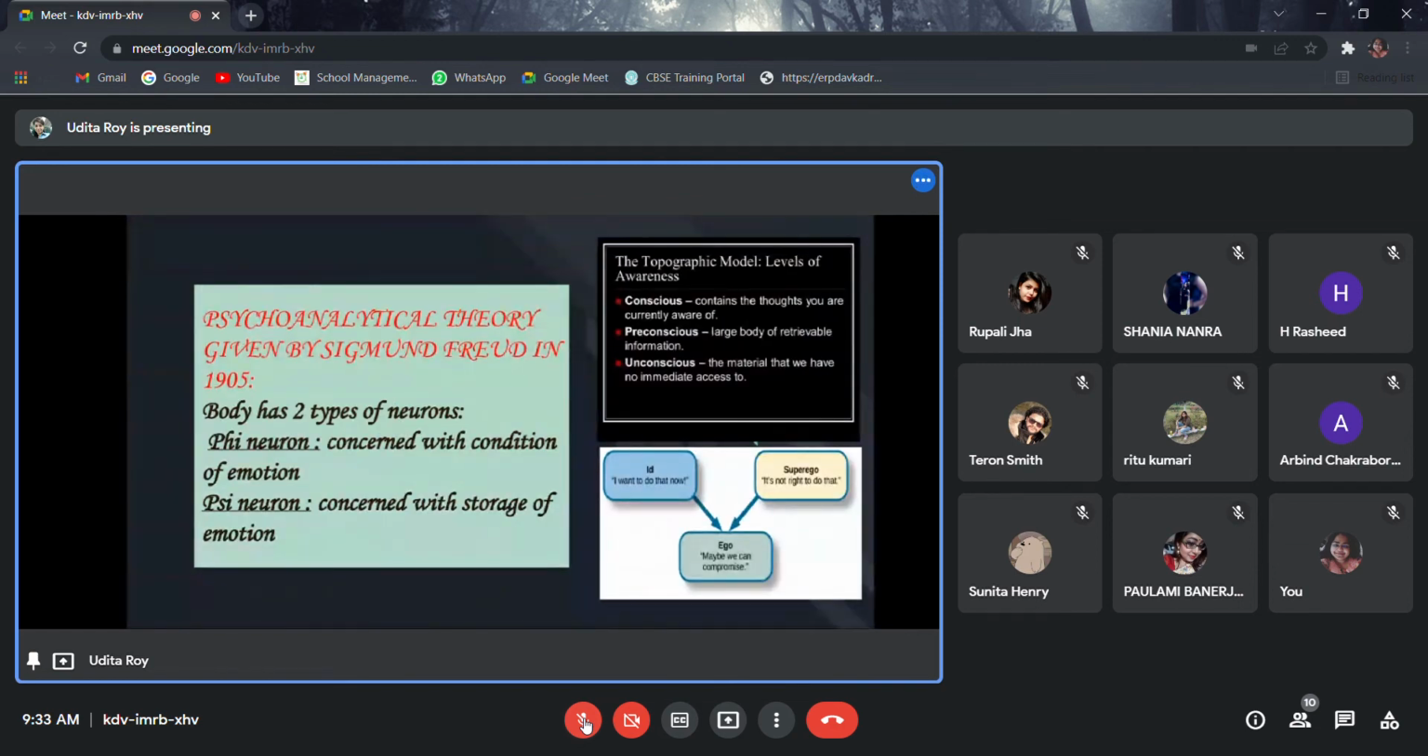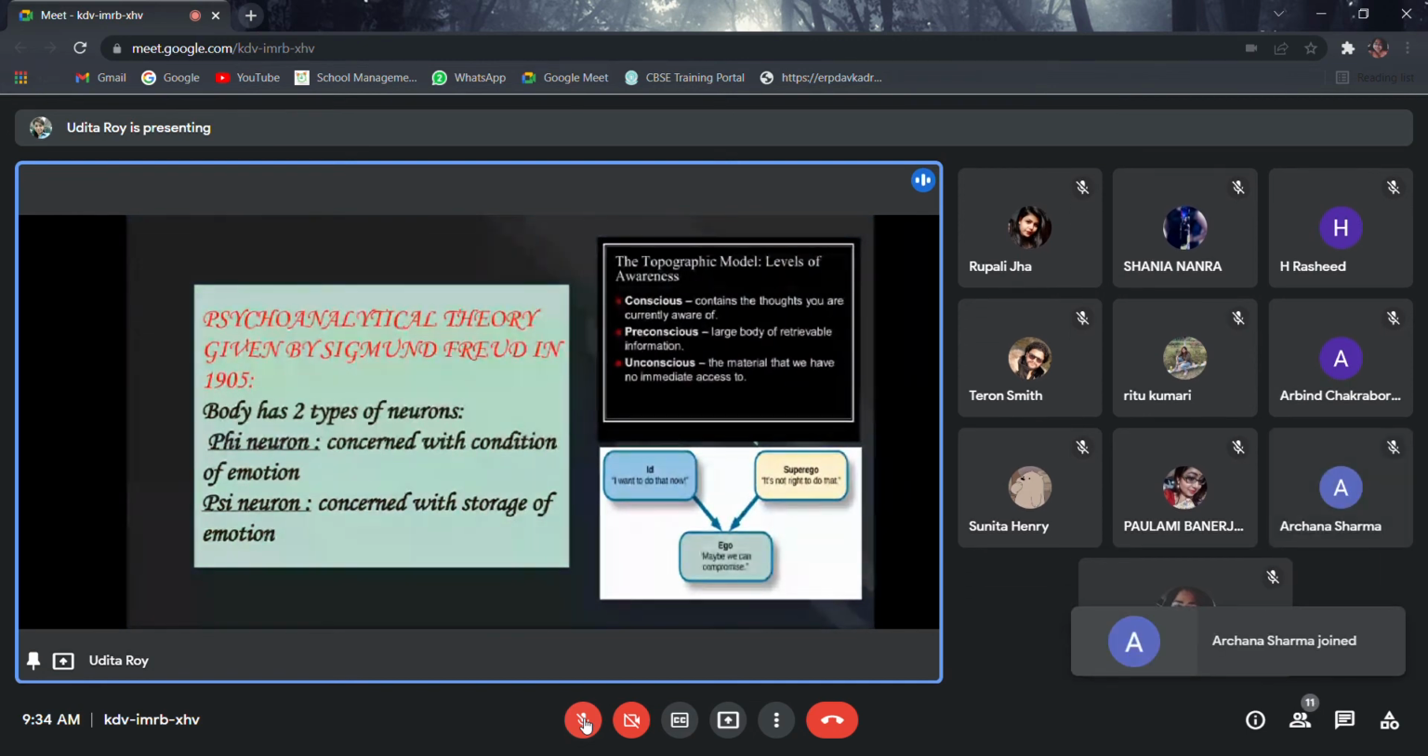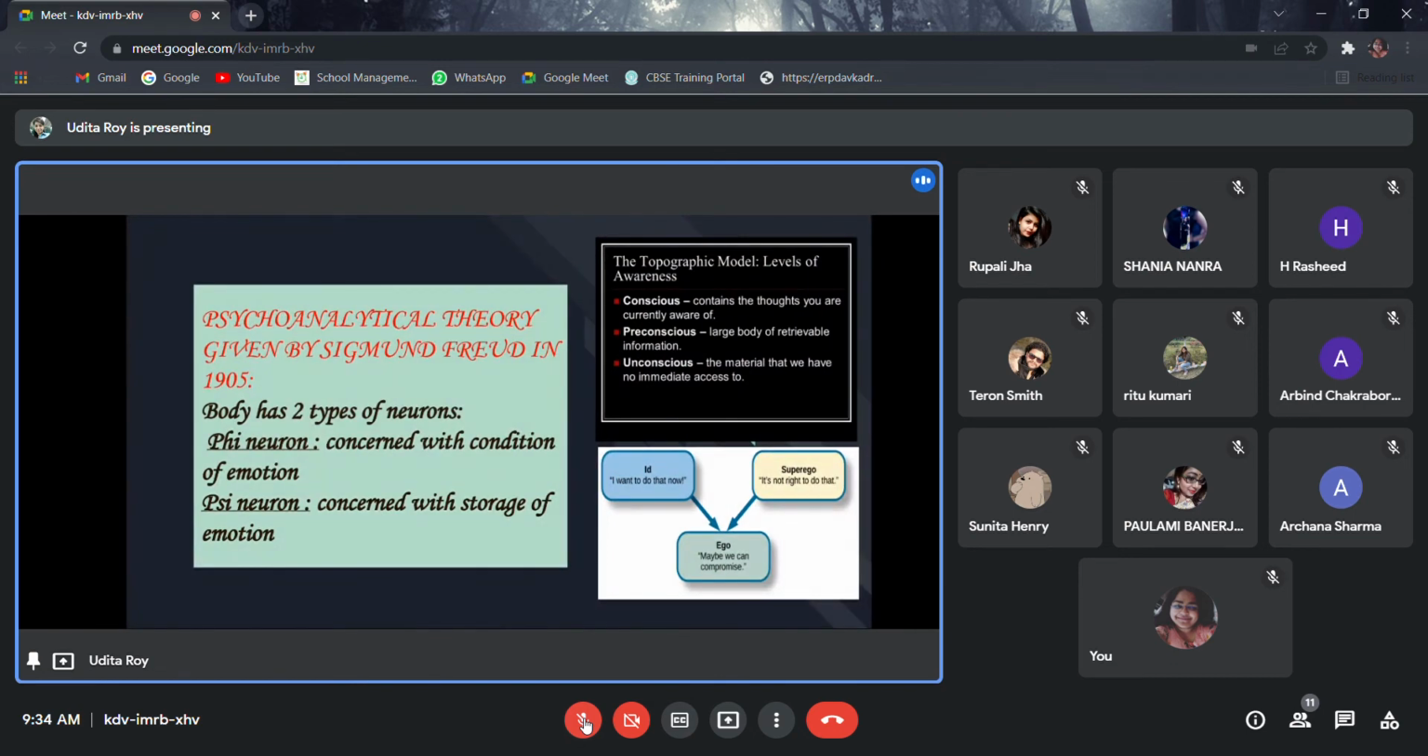In the next slide, we deal with the psychoanalytic theory given by Sigmund Freud. According to Sigmund Freud, human personality is complex and has more than a single component. In his famous psychoanalytic theory, Freud states that personality is composed of three elements known as the id, the ego, and the superego. These elements work together to create complex human behaviors.